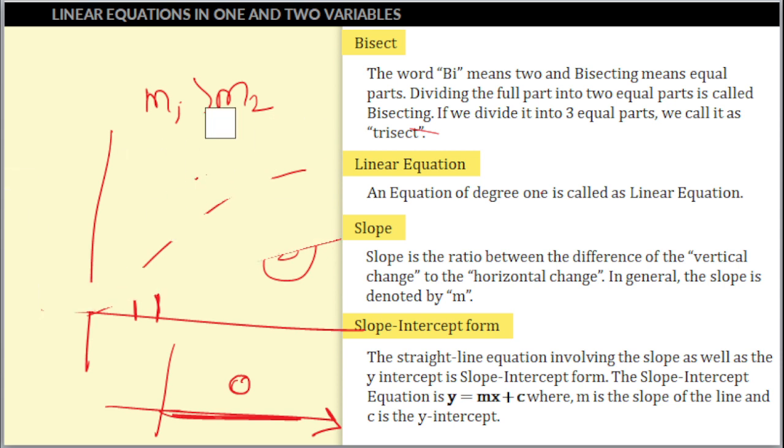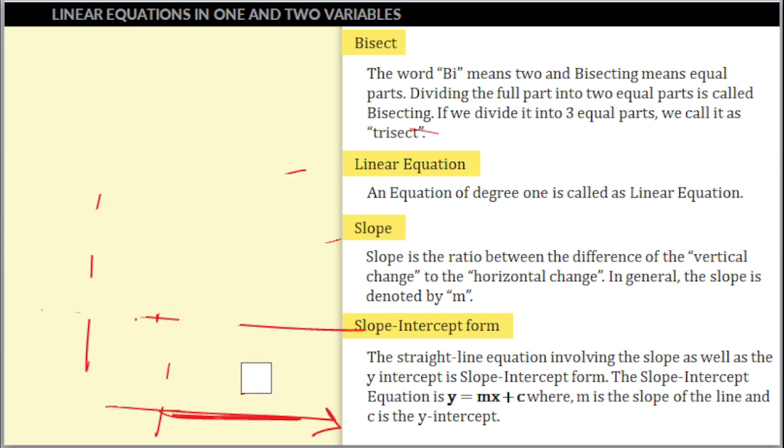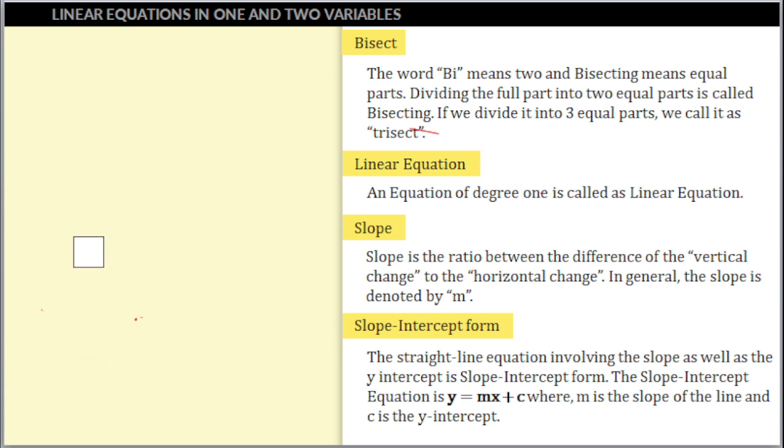So now we know how we can calculate the slope. We can take the vertical change and the horizontal change and divide them. That is, we can find the ratio of the vertical and the horizontal change.